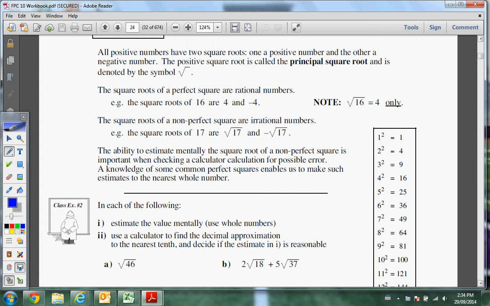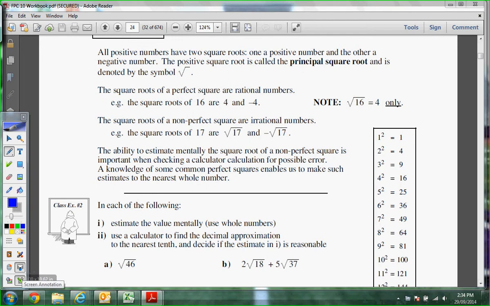Now, those are the roots. When you actually do root 16 in your calculator, you're just going to get 4, and the answer is 4. But you have to realize that -4 is a possibility, because what's -4 times -4? It's positive 16. The square roots of non-perfect squares are irrational. So the square roots of 17 are root 17 and -root 17. You're not going to get anything nice and smooth like 4 and -4.